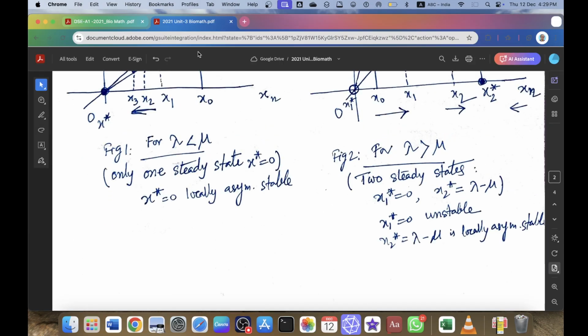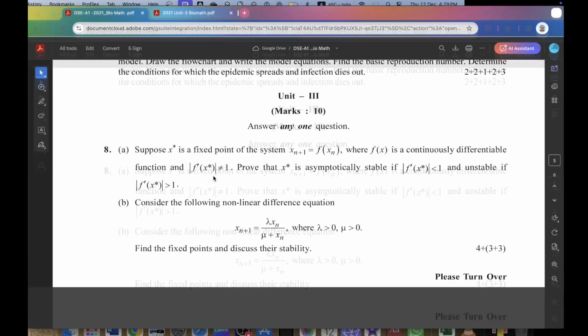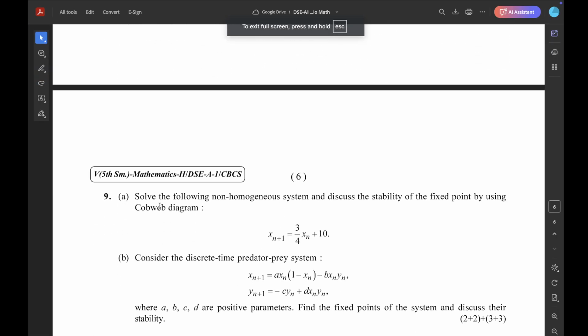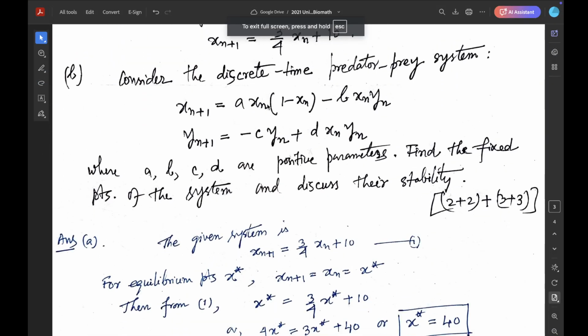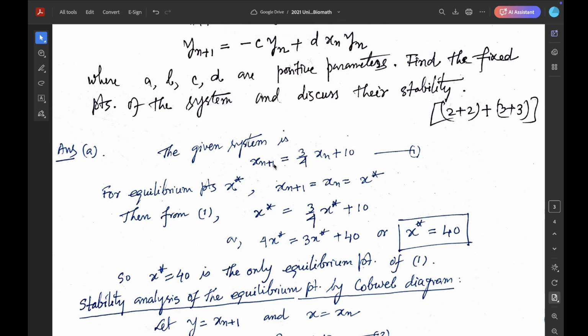Next question. Question 9a: solve the following non-homogeneous system and discuss the stability of the fixed point by using a cobweb diagram: x_{n+1} = 3/4 x_n + 10. The given system is this. For the equilibrium point x star, we write x_{n+1} = x_n = x star and put it in the system 1. We get x star equals 40.